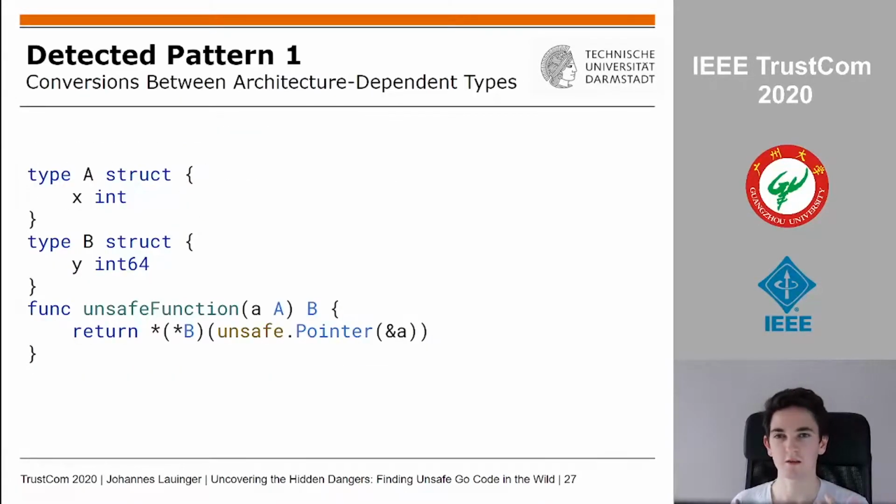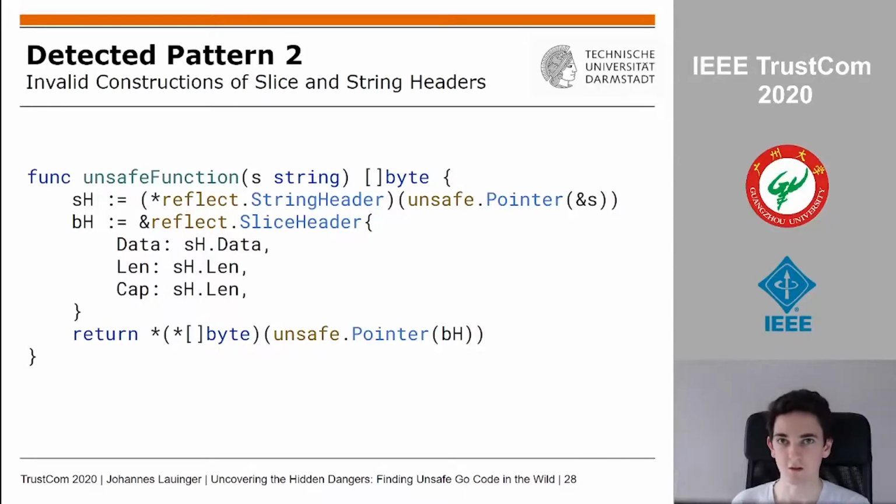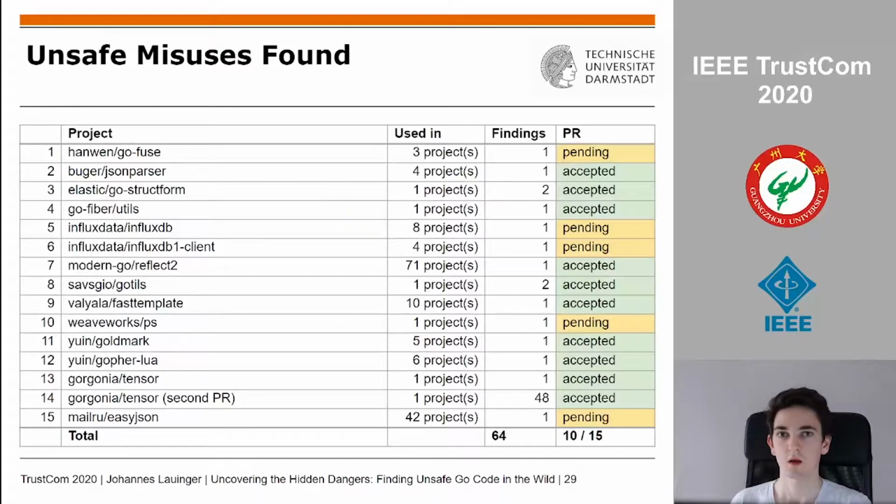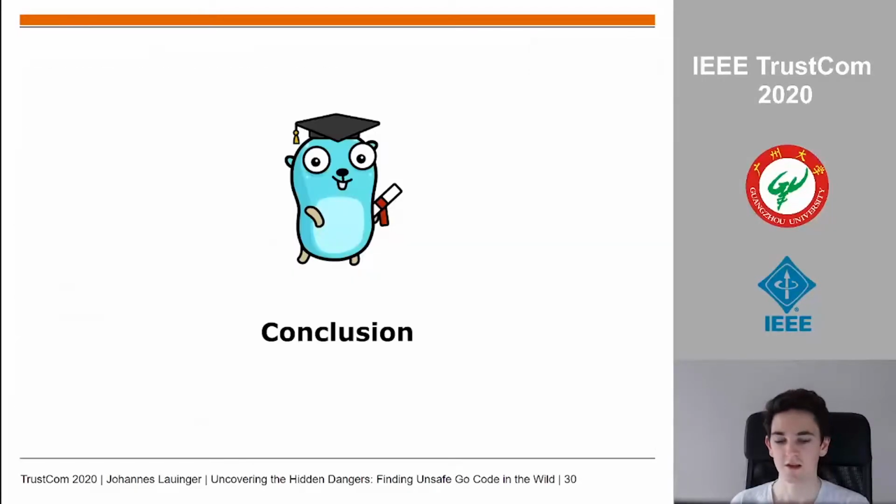go-safer can detect 2 incorrect and dangerous usage patterns. The first one is the conversions between incompatible architecture-dependent types, as we talked about earlier, and the second one is those invalid direct constructions of slice and string headers. We ran go-safer on the projects we analyzed, and we were able to identify 64 bugs. We submitted 14 new pull requests to GitHub, and then there was also one pull request that we just didn't have to submit because it was already there, to fix those 64 bugs. So far, 10 of the pull requests have been merged, and this accounts for 59 or 92% of the bugs actually having been fixed.